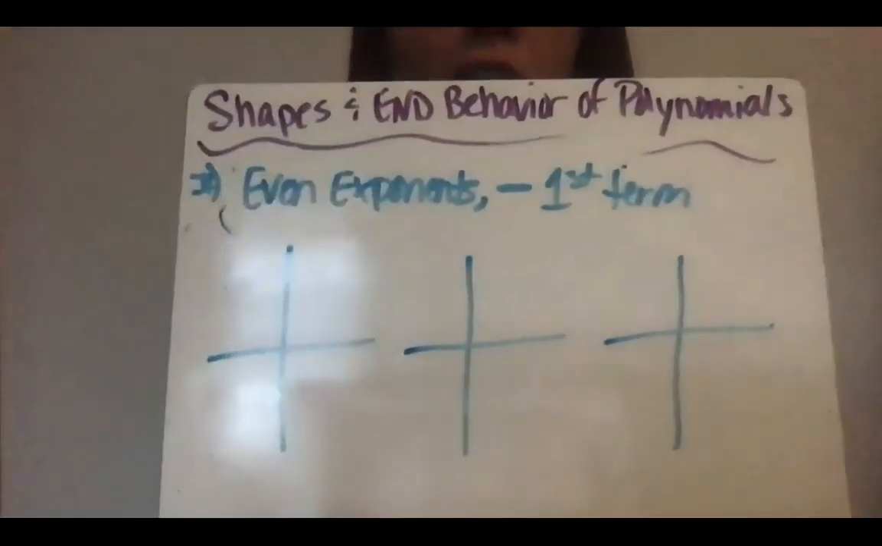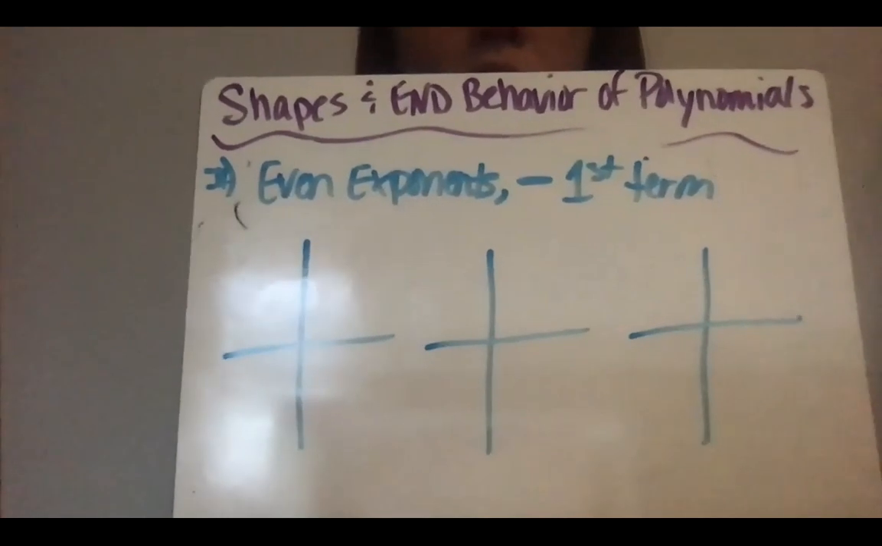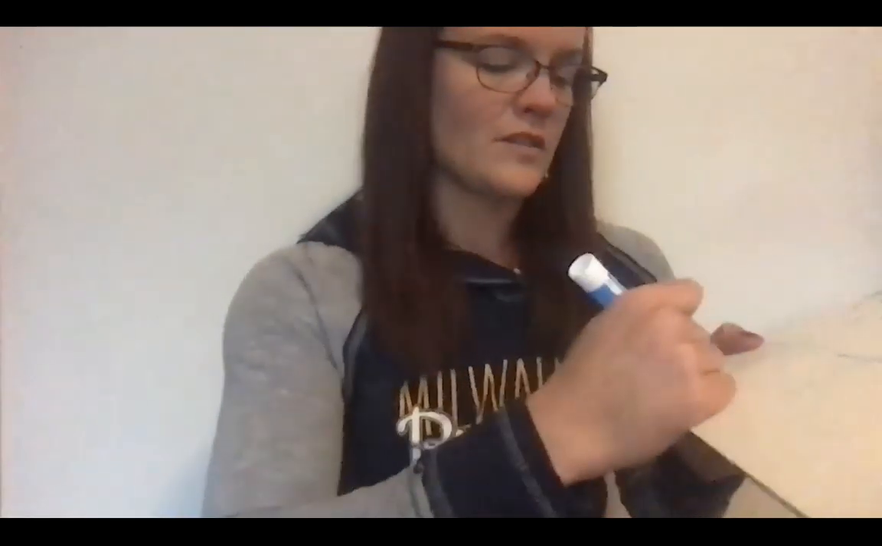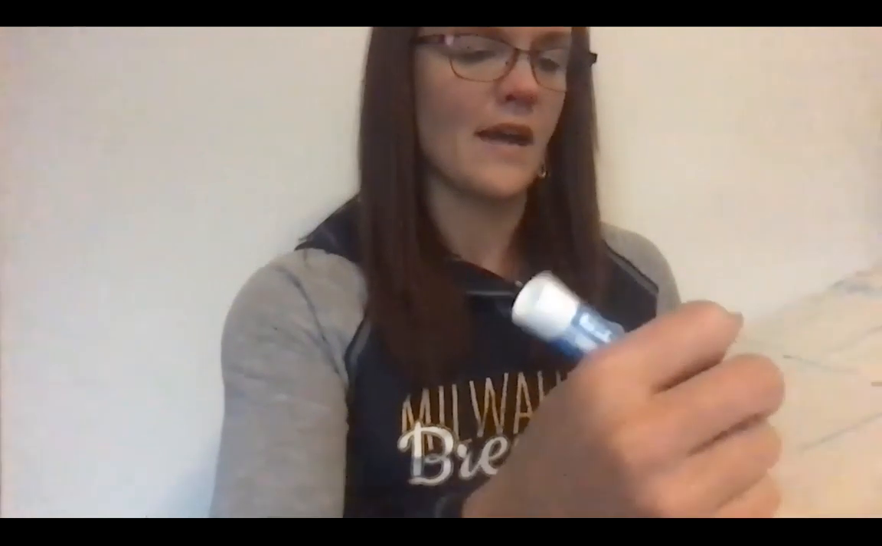Okay, now let's explore what happens if we have negative leading coefficients. So we're going to go back to the even exponents for a second. So I will change this title. So we're on number 3 now, the third family. The third family are even exponents and negative first term. Okay, we're going to draw 3 graphs again. So here we go. Even exponents, negative first term. Draw your 3 graphs. X squared, x to the 4th, x to the 6th.